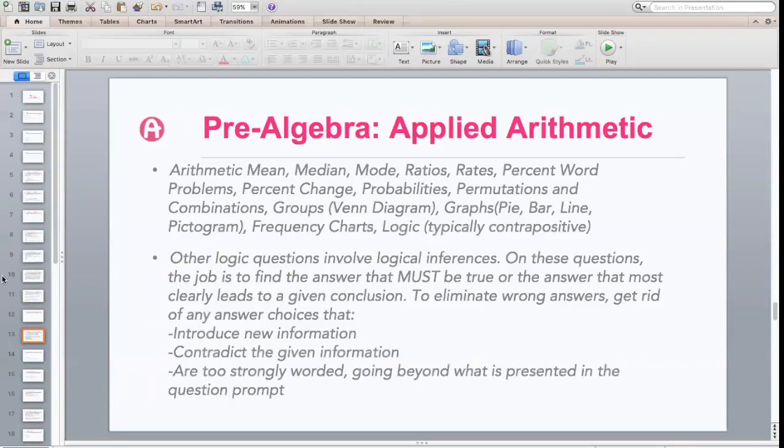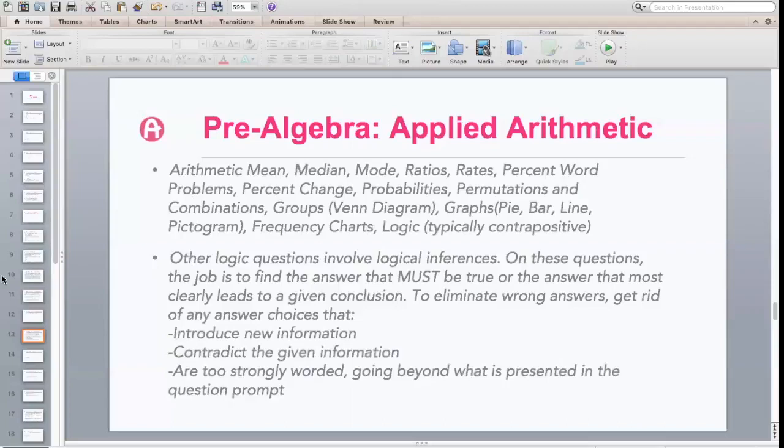Some of the other logic questions involve inferences. On these questions, the job is to find the answer that must be true or the answer that most clearly leads to a given conclusion. To eliminate wrong answers, get rid of any answer choices that introduce new info, contradict the given info, or if they're strongly worded, going beyond what is presented in the question prompt.